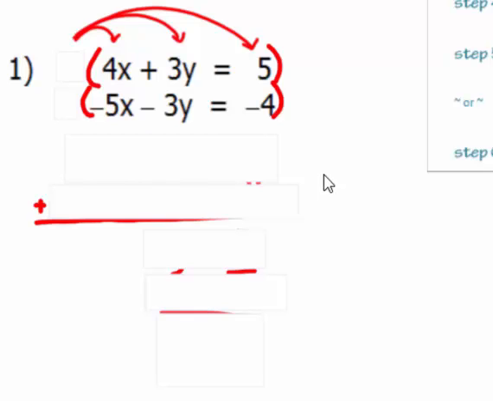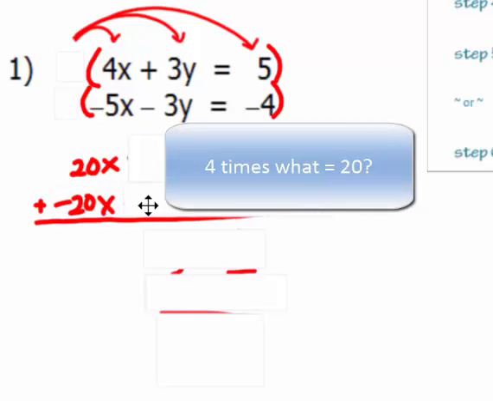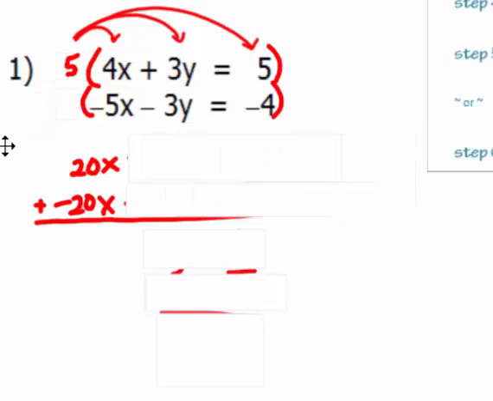So the least common multiple. When we're looking at 4 and negative 5, they don't share any common factors. And so the smallest common multiple is going to be 20. So to get 20 as our variable, that's our goal, to have 20x and negative 20x. To get there, in the top equation, we're going to have to multiply by 5. So let's go ahead and multiply by 5, and you can see the little arrows. We're distributing that 5 to all 3. So we're multiplying 5 times 4x, 20x, 5 times 3y, 15y, and 5 times 5, 25.